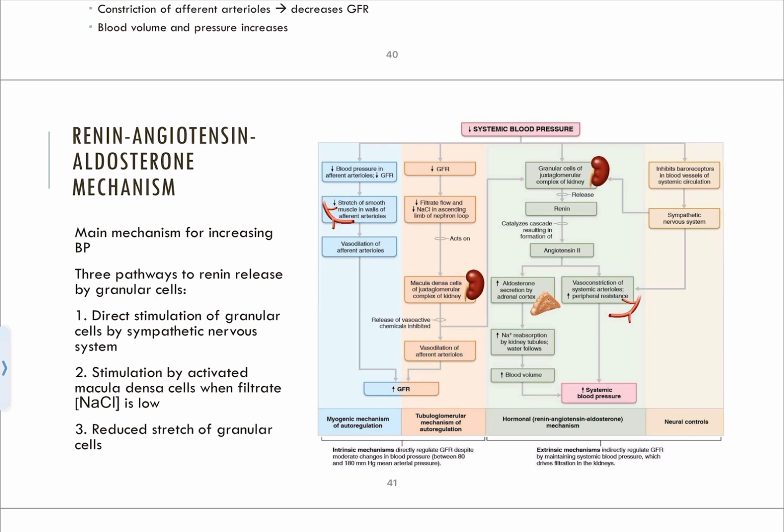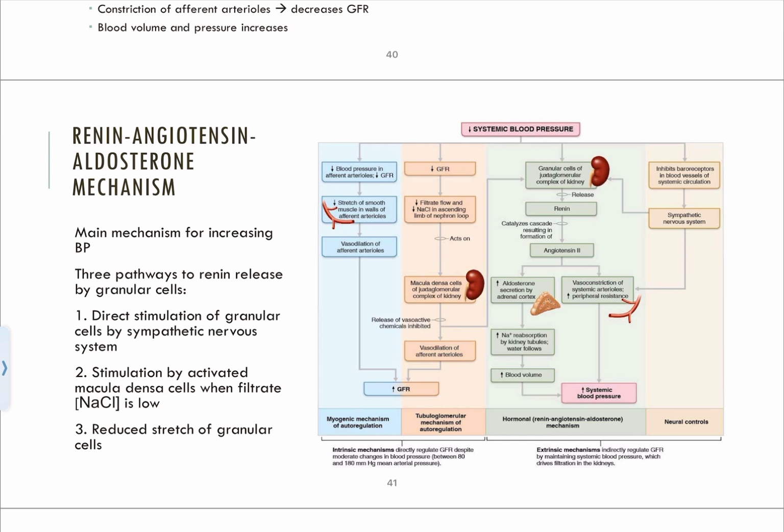The next mechanism we've talked about a couple times before, but it's our renin and angiotensin-aldosterone mechanism. And we talked about this, I think, in chapter 19. And this is our mechanism for increasing our blood pressure. Because if we don't have the right blood pressure, glomerular filtration is not going to occur. So this mechanism regulates the glomerular filtration rate indirectly. So low blood pressure causes the granular cells of the JGC to release renin. And there are 3 pathways that stimulate granular cells. One of which could be the sympathetic nervous system.